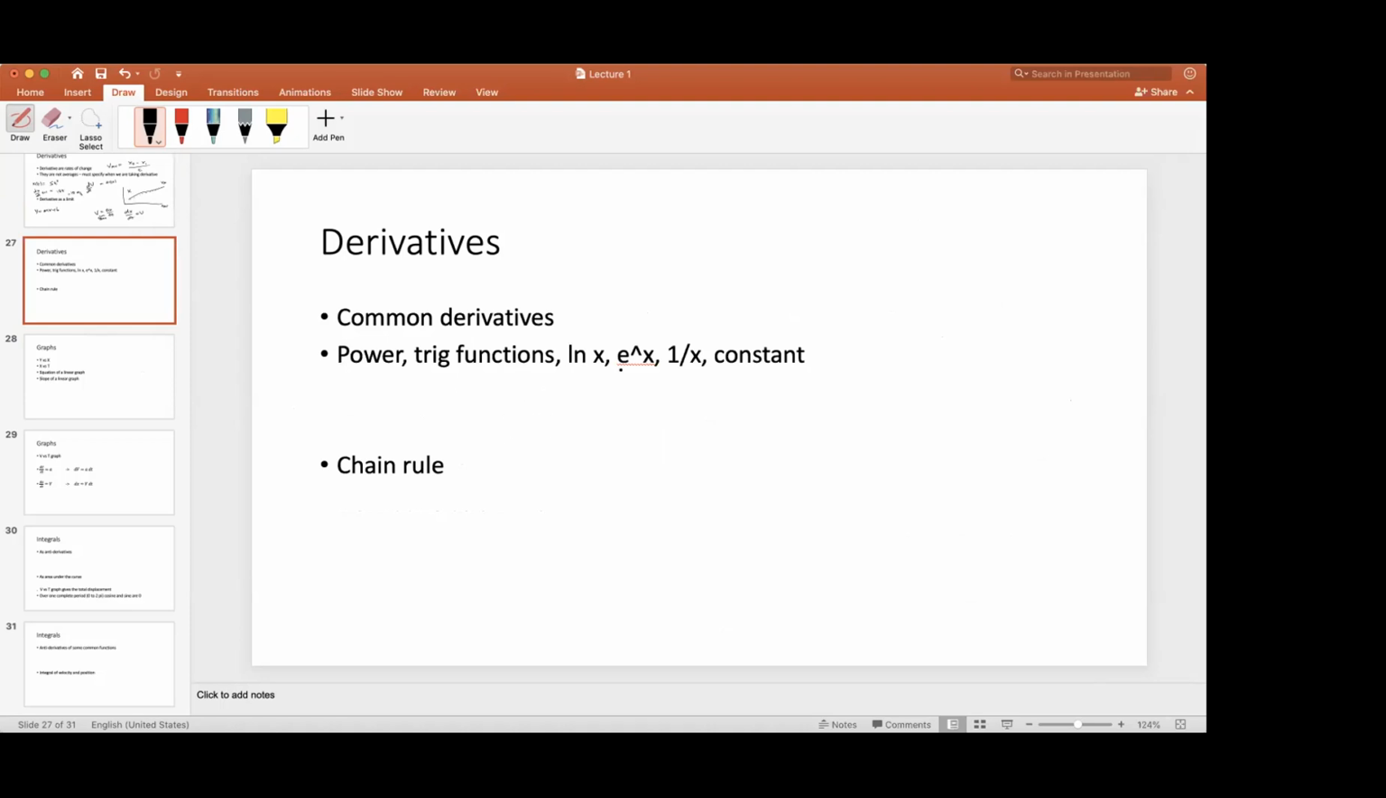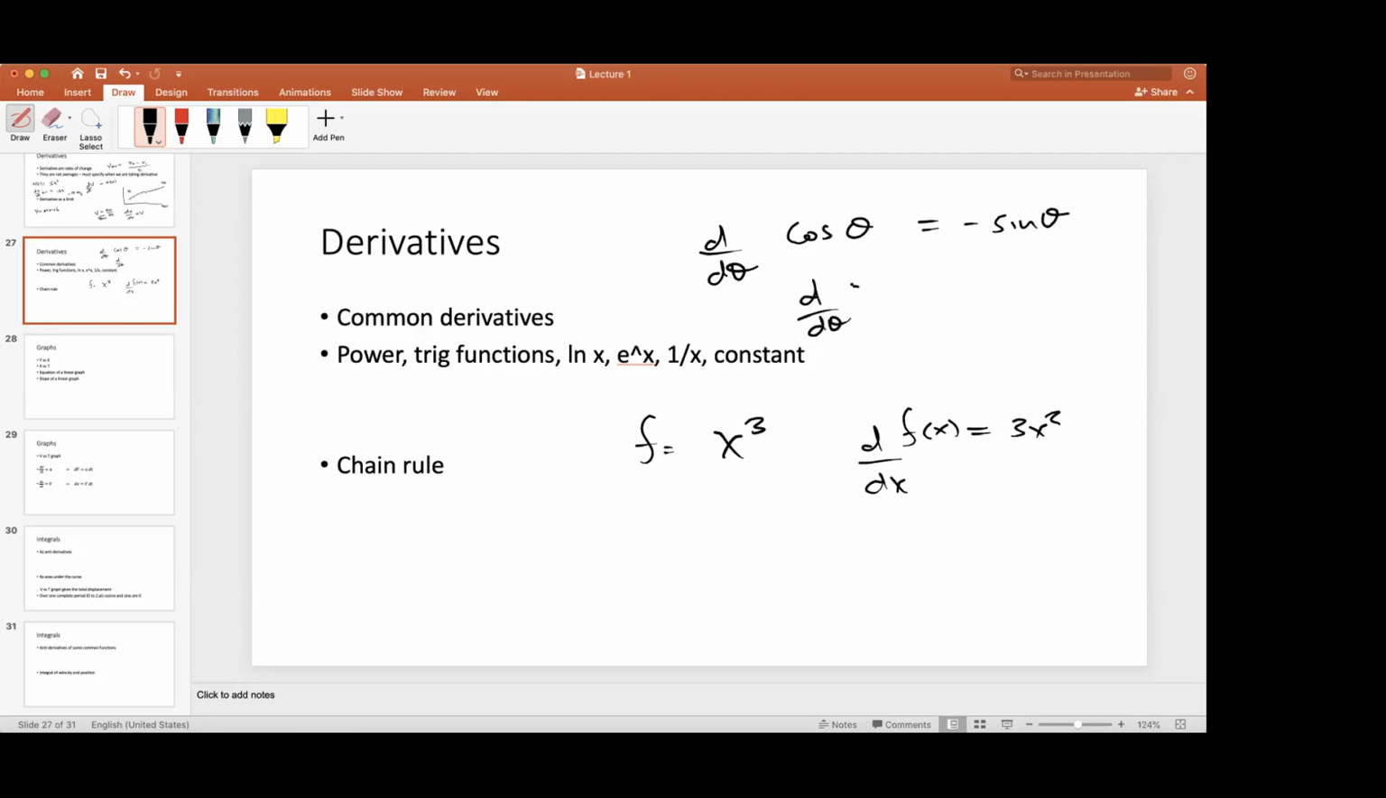And by common derivatives, I mean like the power function. This is my function, right? And so I take the derivative of f of x with respect to x, I will get 3x squared. That's a power function. Trig functions: the derivative of cosine with respect to theta is negative sine theta. The derivative of sine theta is cos theta. The derivative of ln of x is 1 over x. The derivative with respect to x of e to the x is just e to the x.